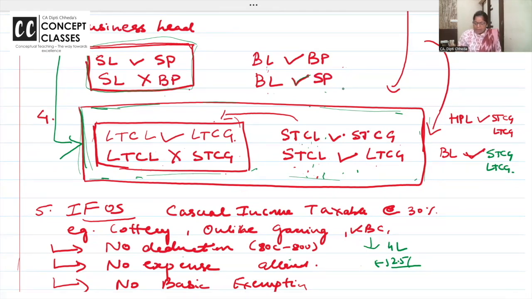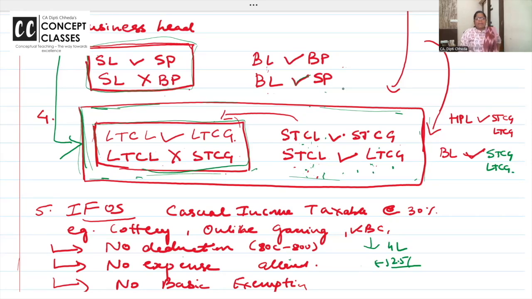So short-term capital loss can be set off in short-term capital gain. Short-term capital loss can be set off in long-term capital gain. This happens in both. In short, short-term capital loss is ready to go and meet its elder brother, who stays on the first floor and is not even ready to come down to the ground floor. Who is that rigid? Long-term capital gain. So short-term capital loss can be set off in both.